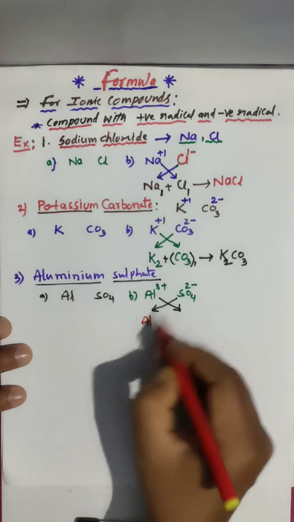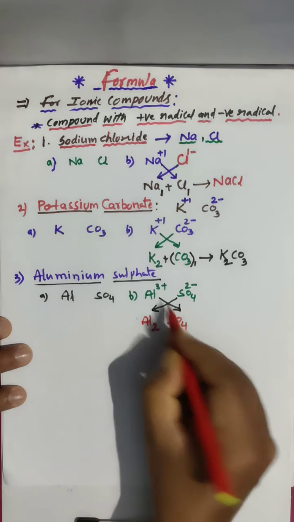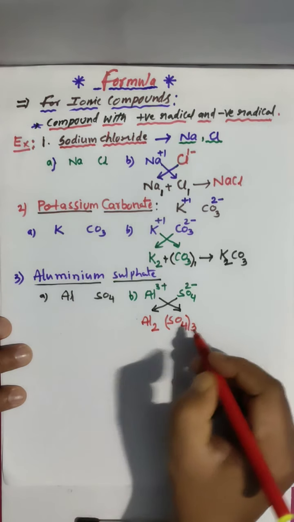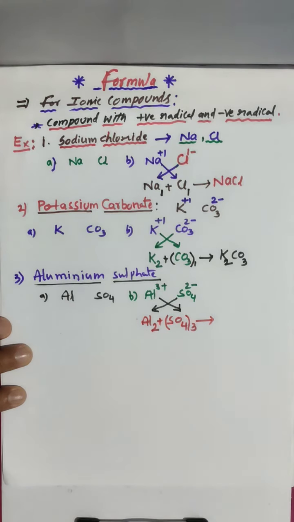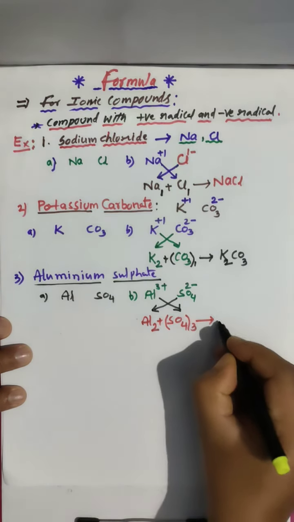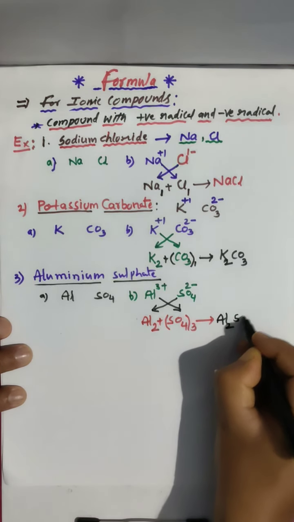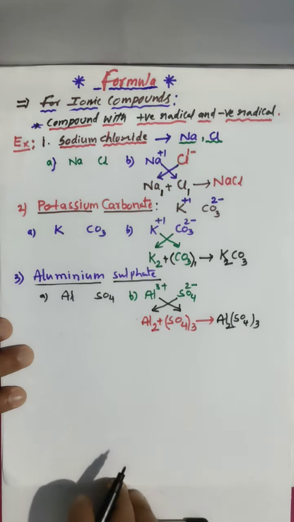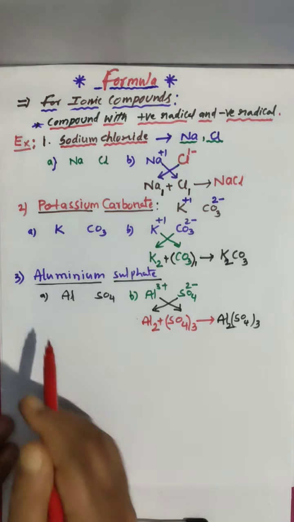Then you go for aluminium, this charge here 2, sulfate, and this charge for this; we have to make a bracket. Add these two, you are getting the formula. See how very easy it is. So the final formula is Al2(SO4)3, with sulfate taken 3 times. This is aluminium sulfate.